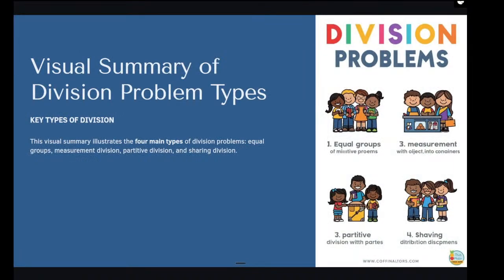Visual summary of division problem types. Key types of division. This visual summary illustrates the four main types of division problems: equal groups, measurement division, partitive division, and sharing division. So as you can see, these are equal groups division, and this is measurement, which has these different things in this, and partitive, and then there is sharing.